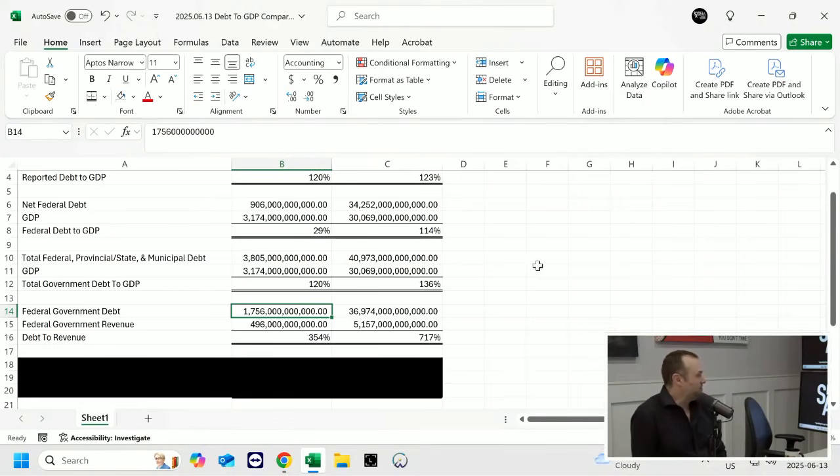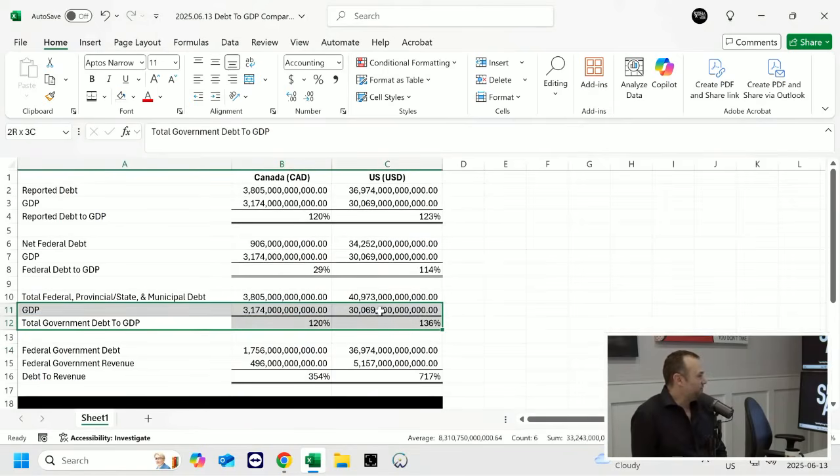So like GDP per capita, we've kind of established that Canada is slightly better off on total GDP than the U.S.